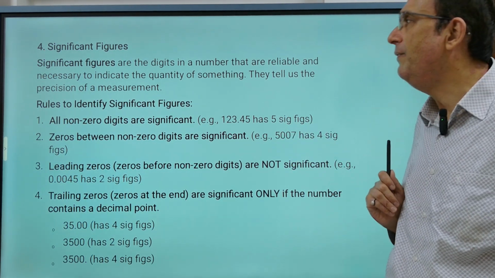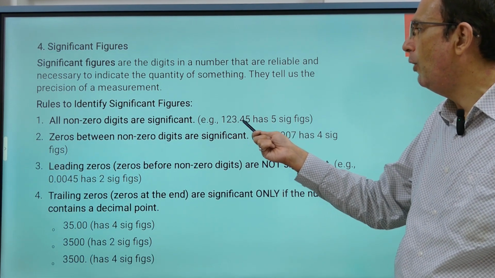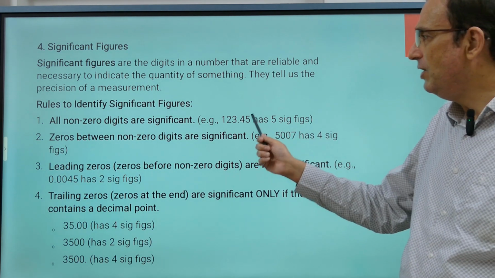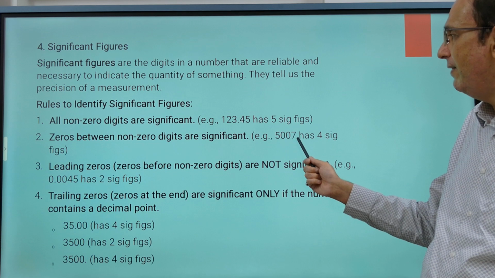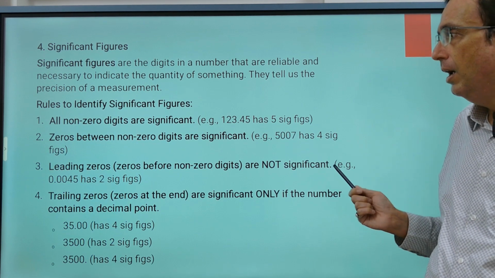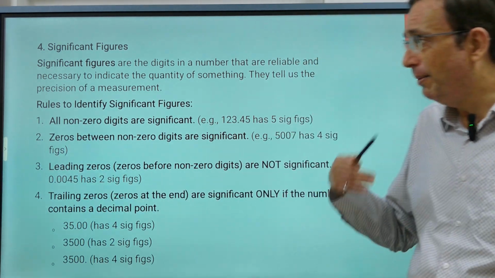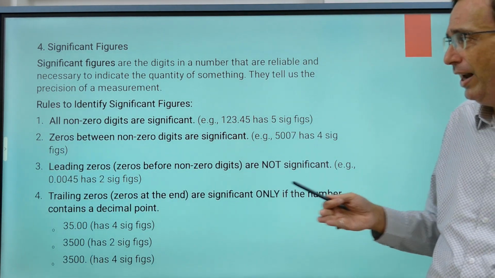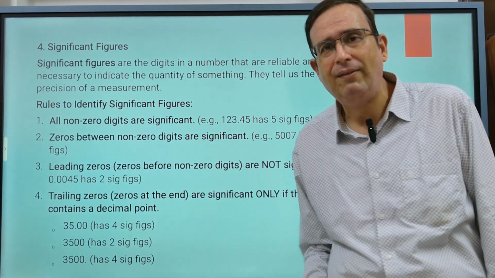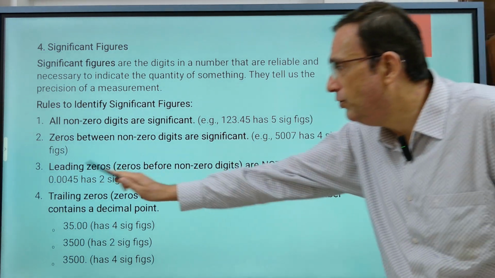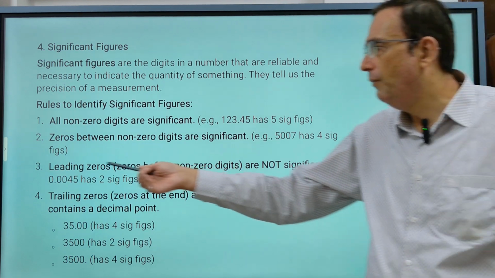If we talk about significant figures in any measurement, for example, 123.45, that measurement has 5 significant digits. Similarly, 5007 has 4 significant digits. But if you have leading zeros, like 0.0045, where some zeros are in front of your measured value, then 4 and 5 are the 2 significant digits. The number of significant digits is 2 basically, which is 4 and 5.